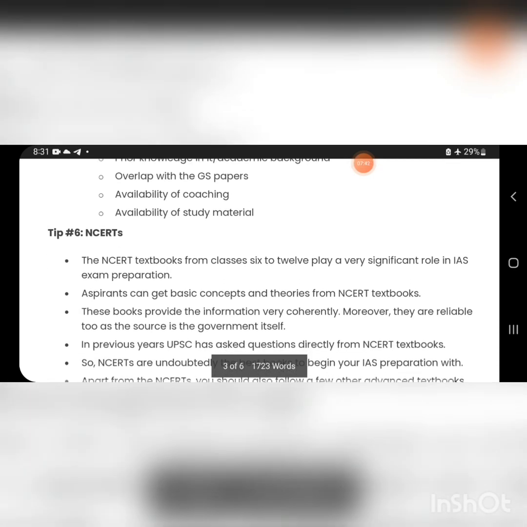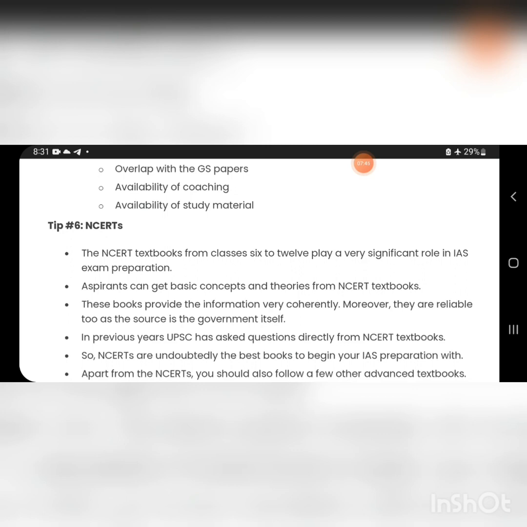Point number 6 we are going to discuss here is NCERTs. NCERT is the base of UPSC preparation. Without the basic knowledge of NCERTs, you can't get through the syllabus of IAS or any other civil service examination. The NCERT textbooks from class 6 to 12 play a very significant role in IAS exam preparation. Aspirants can get basic concepts and theories from NCERT textbooks. These books provide the information coherently. Moreover, they are reliable too, as the source is the government itself.